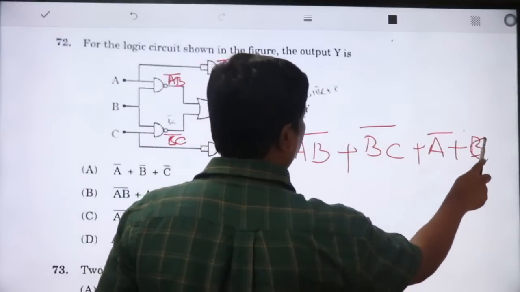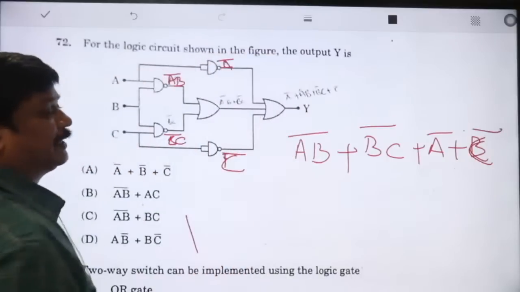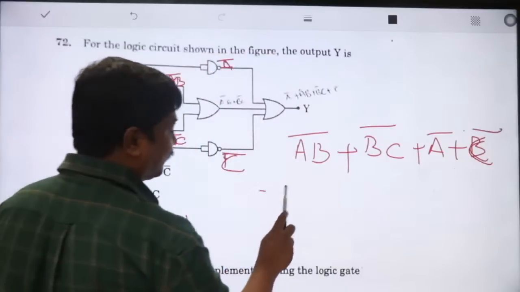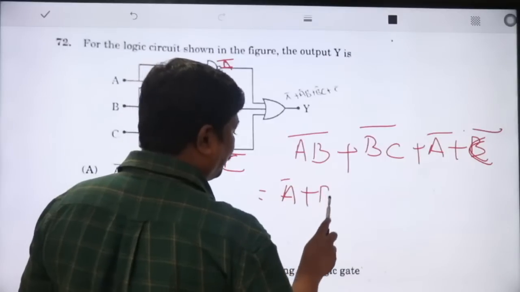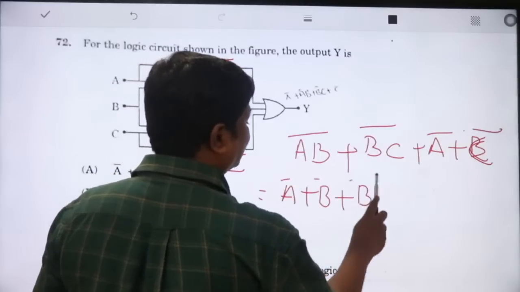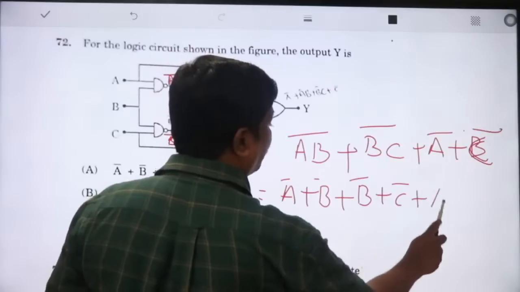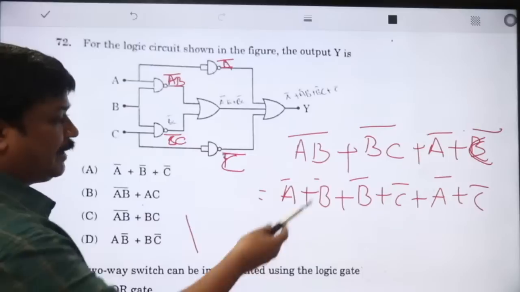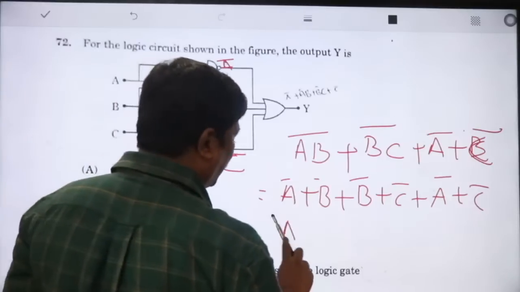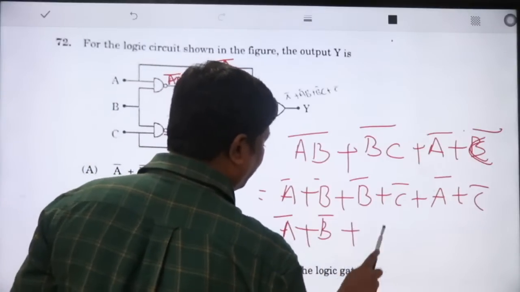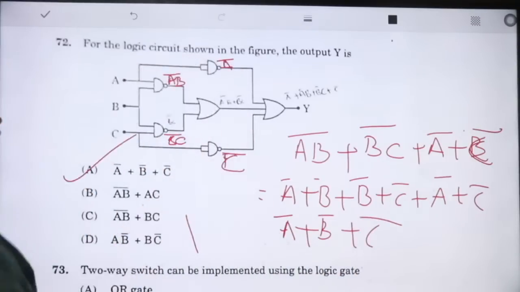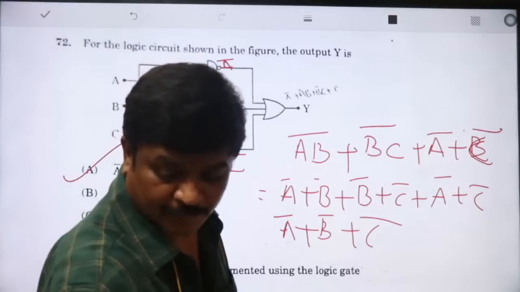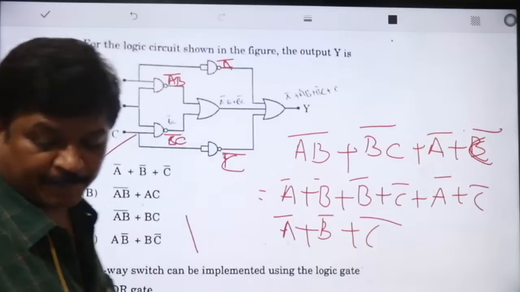Not B bar, C bar. This one, C bar. Now, what will you do here? A bar plus B bar plus B bar plus C bar plus A bar plus C bar. So, A bar, B bar, C bar. A bar plus B bar plus C bar, which is a very simple question. This is the right answer. Okay? Right? All of you following? Next.